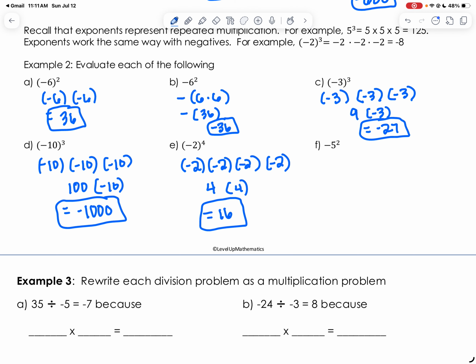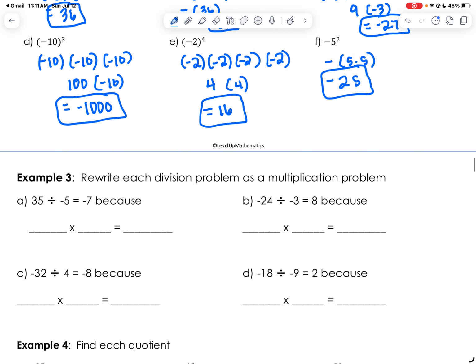Now, in problem F, we have -5 squared. I want you to notice there is no parentheses here. So this is the same thing as negative, parentheses, 5 times 5. So this would be -25.